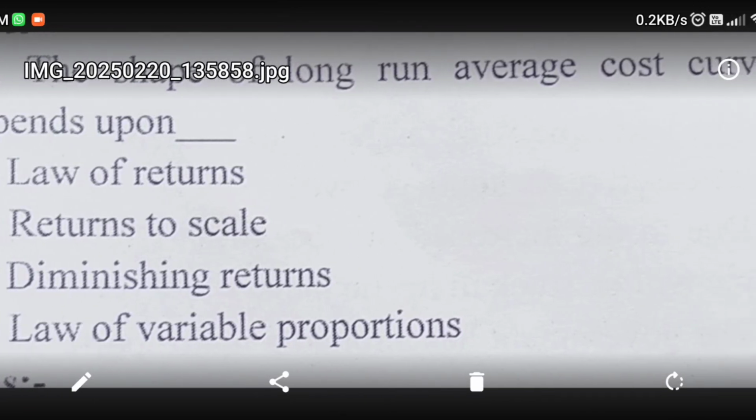The shape of the long run average cost curve depends upon the laws of returns to scale. Returns to scale refers to the effect on output when all inputs are increased by the same proportion. The LRAC curve shows the lowest possible average cost of production for each level of output when all inputs can be adjusted.